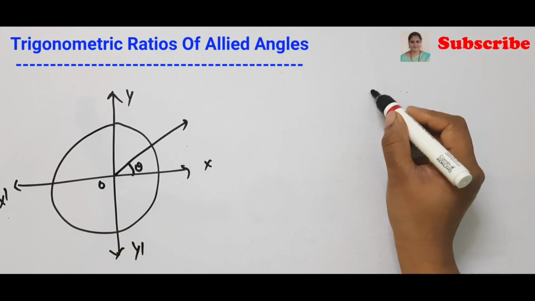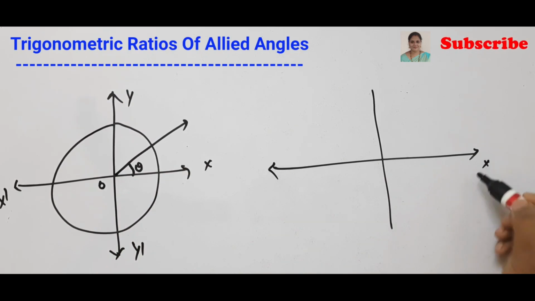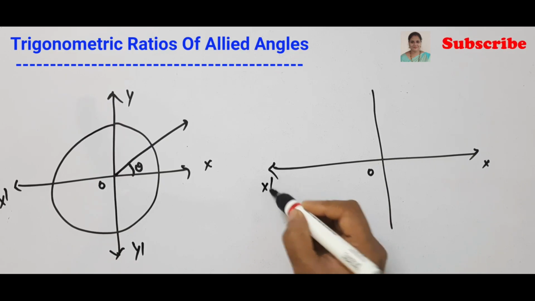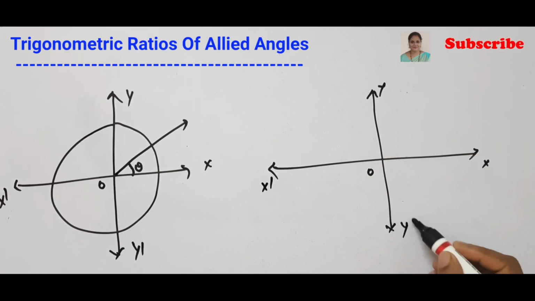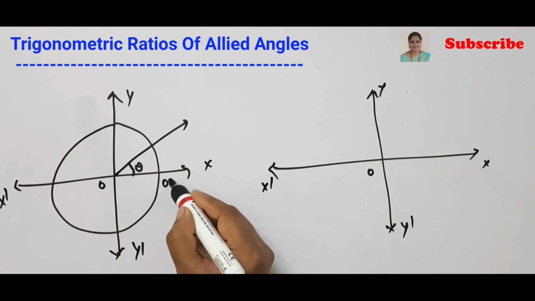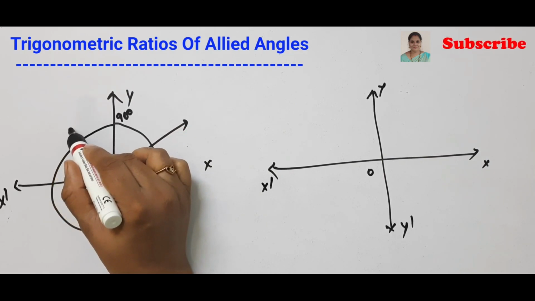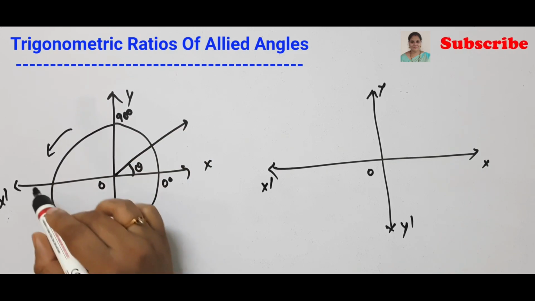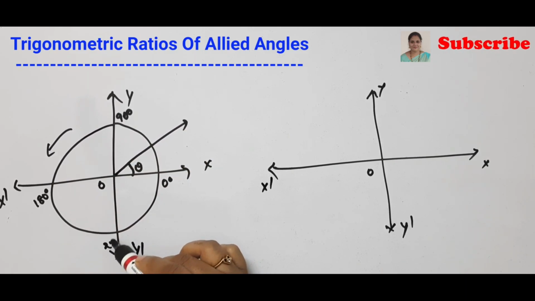Now let us draw a coordinate axis without a unit circle. This is y, 0 and negative side of y. First, here the angle will be 0 degrees. Here the angle is 90 degrees when the terminal ray is rotating in the anti-clockwise direction. Is it not? So this will be 180 degrees. This will be 270 degrees.